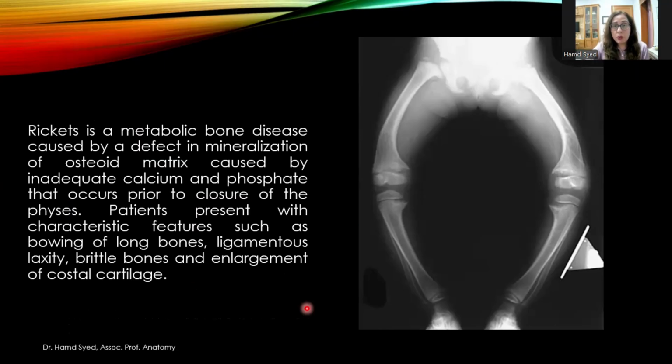Now, here we have an X-ray which is showing the bowing of the legs in case of rickets. Rickets is a metabolic bone disease. As I told you, there's a defect in mineralization of osteoid matrix caused by inadequate dietary calcium and phosphate, which occurs before the closure of the epiphysis. The patient presents with characteristic features such as you can see over here, the outward bowing of the legs, and the long bones are affected. Other than that, there is also the laxity of the ligaments, the bones become brittle, and there is enlargement of the costal cartilage.